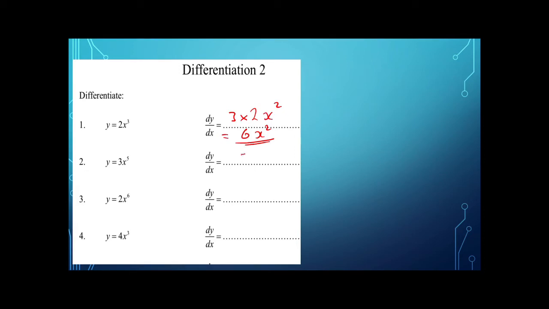Again, we put the 5 in front, multiply by the 3, and we subtract 1 from the 5, so that gives us 15x to the 4. We bring the 6 in front here, times 2, and we subtract 1 from 6, that gives us 12x to the 5. Okay, so y is equal to 4x cubed. We bring the 3 in front, times the 4x, and we subtract 1 from 3 to give x squared, and that gives us 12x squared.